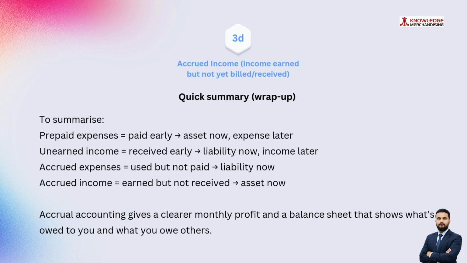Quick summary, wrap up. To summarize, prepaid expenses equals paid early, asset now, expense later. Unearned income equals received early, liability now, income later. Accrued expenses equals used but not paid, liability now. Accrued income equals earned but not received, asset now. Accrual accounting gives a clearer monthly profit and a balance sheet that shows what's owed to you and what you owe others.